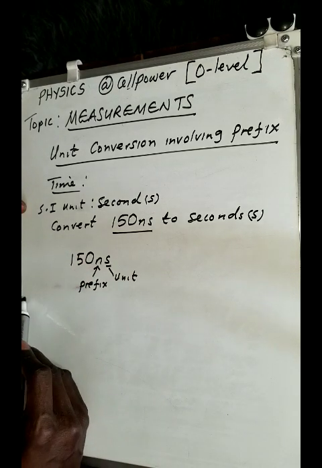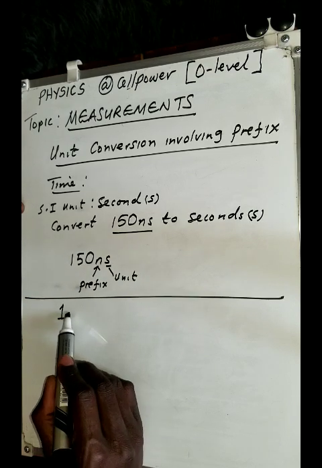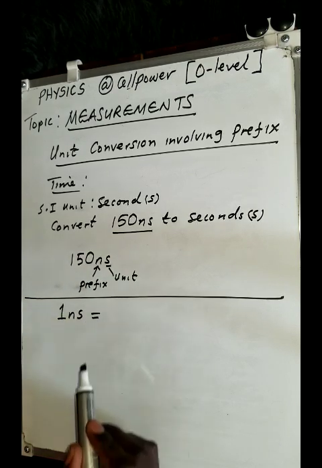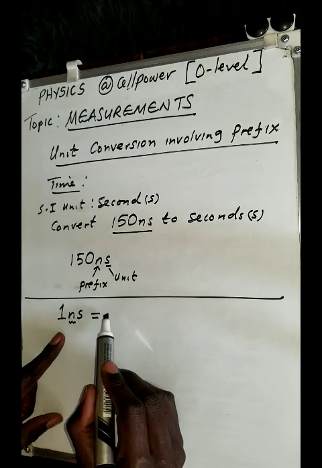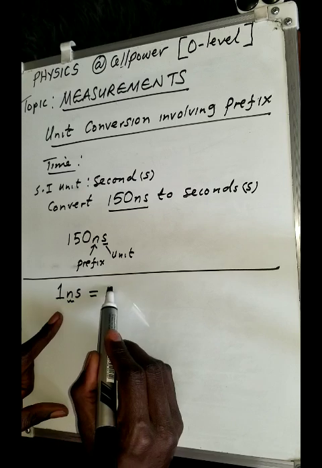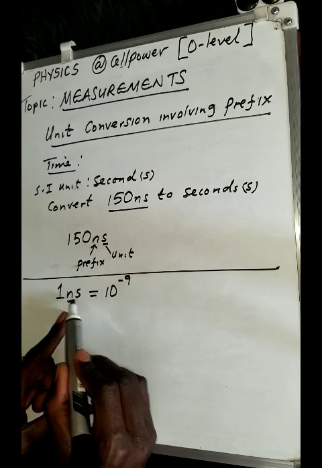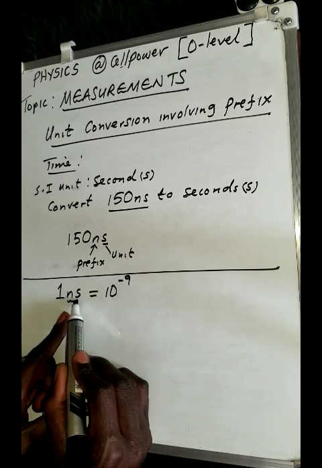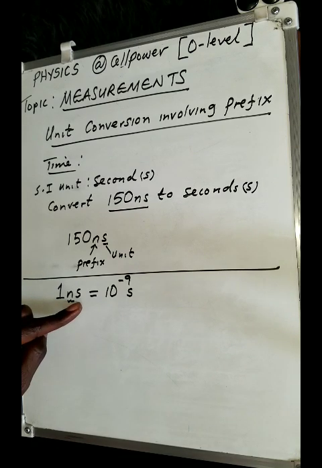So when you're making a conversion, you start with what you have been given. So for example, I'm going to say 1 nanosecond is equal to, what does nano mean? If you go back to your prefix, nano simply means 10 to the power negative 9. And what is the unit? So you add the unit there, which is second. So 1 nanosecond is equal to 10 raised to the power negative 9 seconds.